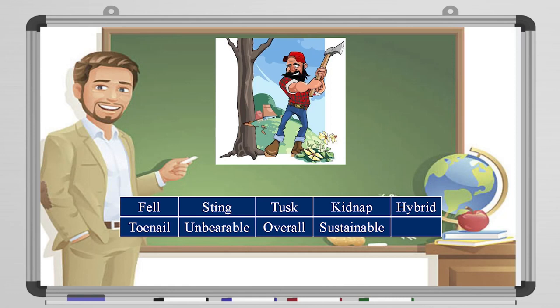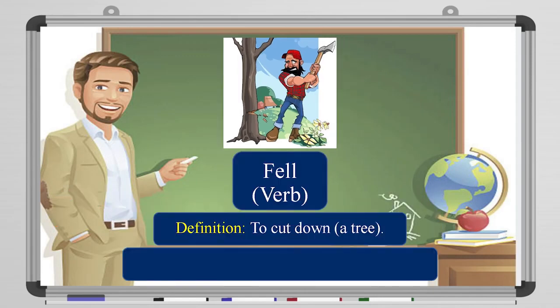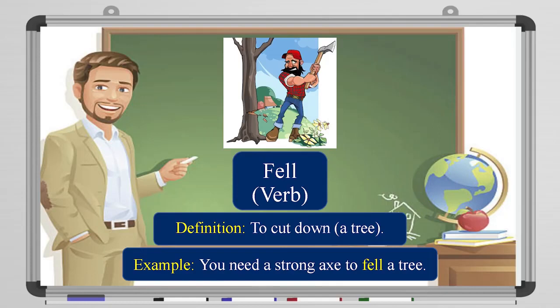So, I have a picture of someone who's cutting down a tree. So when someone cuts down a tree, what is he doing? It is fell. Very good. So fell is a verb, and what it means to cut down a tree. So for example, you need a strong axe to fell a tree, which means to cut a tree. So you need a strong axe to fell a tree. Did you get that one? Let's look at the next one.